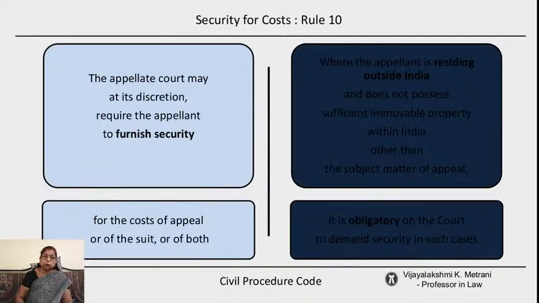Then after that, rule 10 says that in its discretion the appellate court may ask the appellant to furnish security for the appeal.